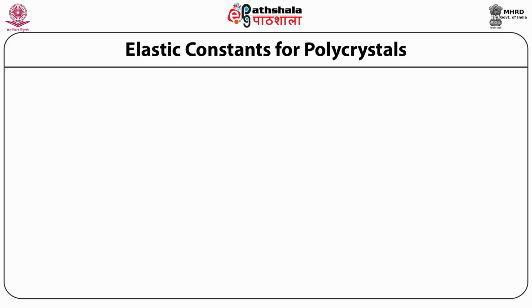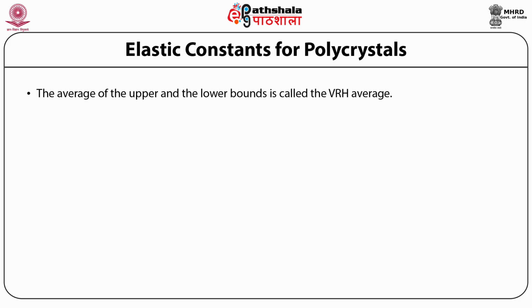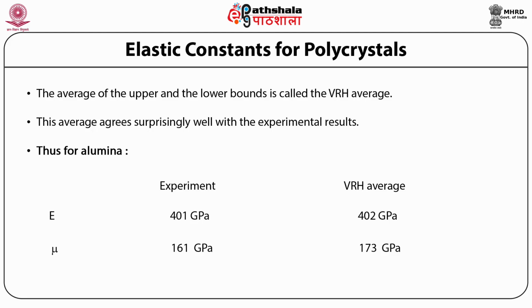Elastic constants for polycrystals continued. So the average of upper and lower bounds is called as the VRH average, and this average agrees surprisingly well with the experimental results. Thus, for alumina, experimental value is for E equal to 401 gigapascal and VRH average is 402 gigapascal, and mu experimental is 161 gigapascal and VRH average is 173 gigapascal.